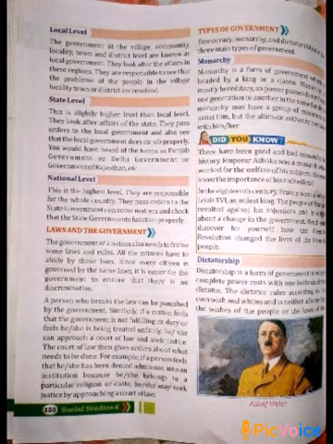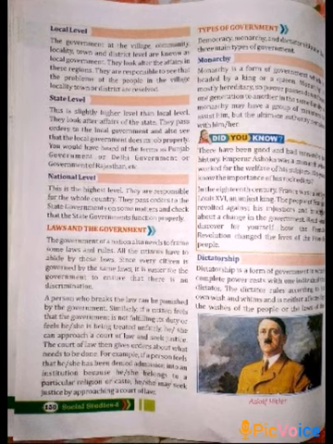And the next topic is laws and the government. The government of a nation also needs to frame some laws and rules. All the citizens have to abide by these laws. I told you yesterday about the organs of a government, right? In that, the functions of the government are carried out by the three main organs. First one is the legislature, second one is the executive, and third one is the judiciary.